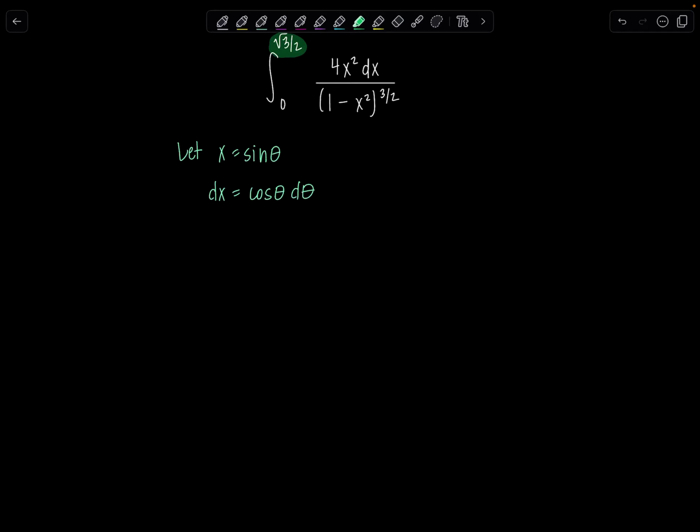So these limits belong to the variable of the original integral, which is x. That means I'm going to substitute in radical 3 over 2 and 0 for x, and then solve for theta. So we have radical 3 over 2 equals sine theta, and then 0 equals sine theta. When is sine theta radical 3 over 2? When theta is pi over 3. And then when is sine 0? When theta is 0.